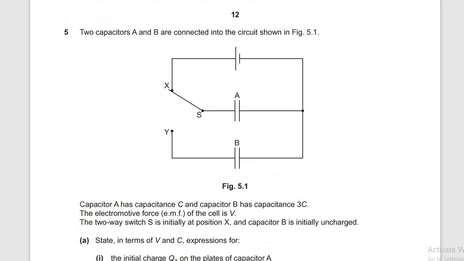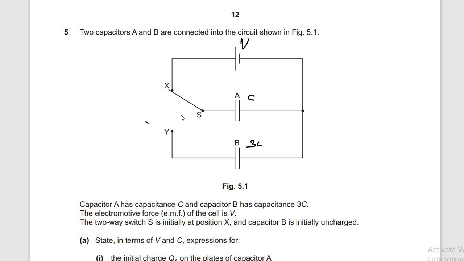Question 5. Two capacitors A and B are connected into the circuit. The circuit is as shown. So the capacitor A has a capacitance C. Capacitor B has a capacitance of 3C. The electromotive force of the cell is V. Okay, this is the voltage or EMF.